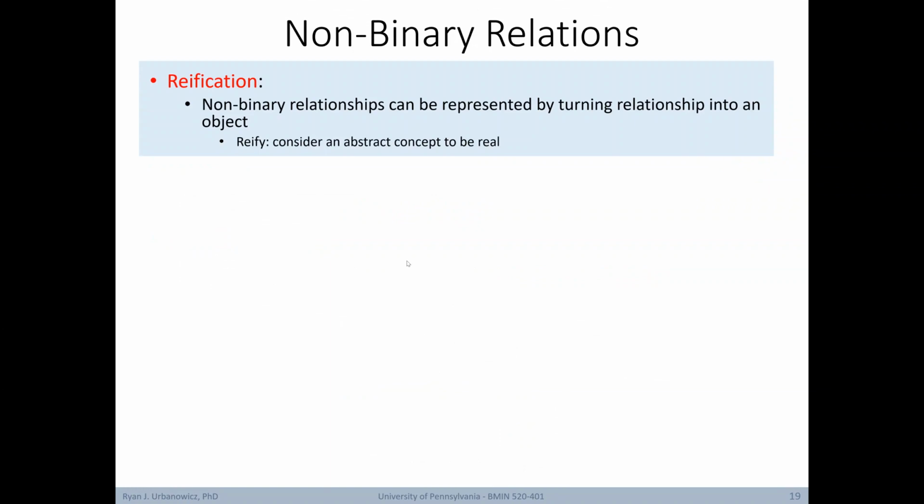So far, we've just examined arcs that capture a binary relationship between two objects. But what about non-binary relations? To represent a non-binary relationship in a semantic network, we need to do something called reification. This is where non-binary relationships can be represented by turning the relationship into an object itself. The term reify means to consider an abstract concept to be real.